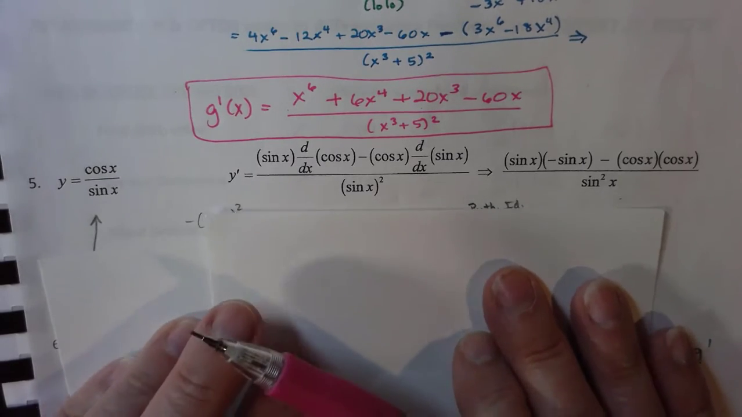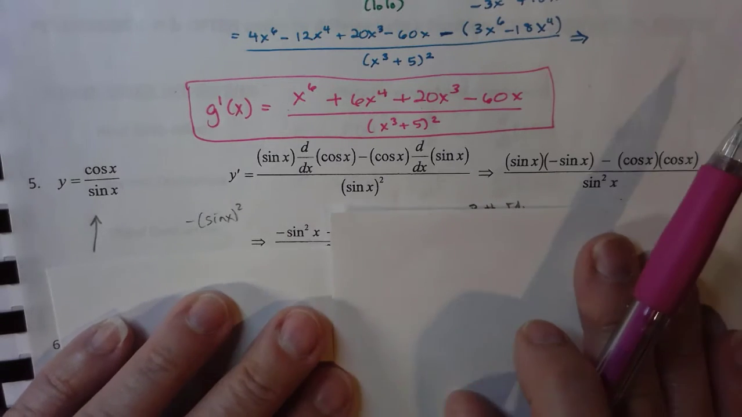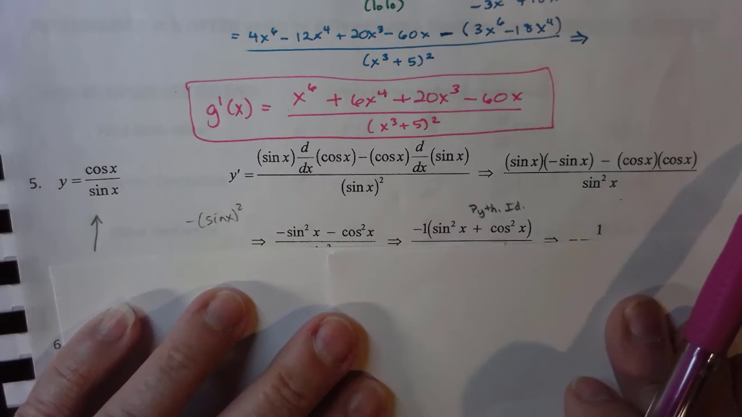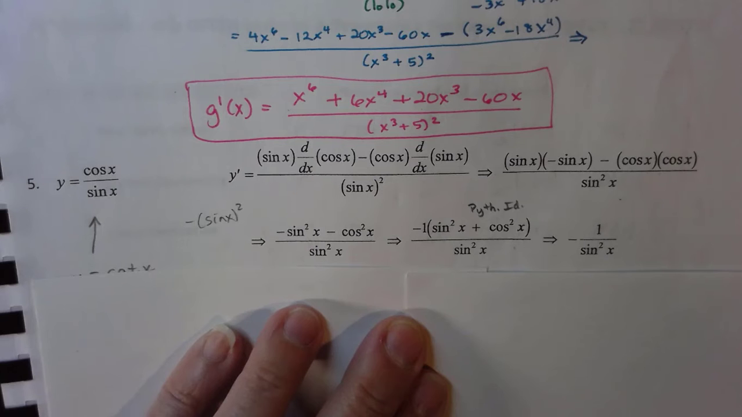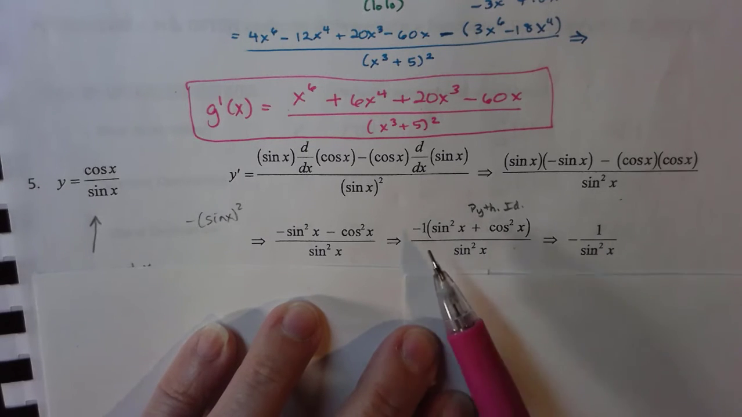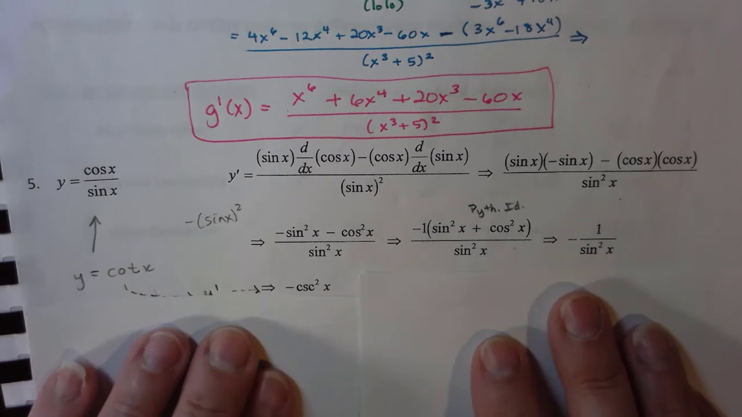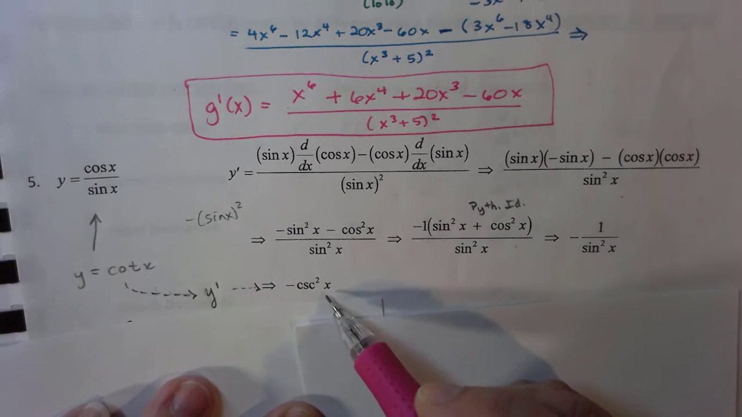Now we want to do some work here. Notice that this positive times this negative gives me negative sine x squared, and then minus cosine x squared all over sine squared. Notice that if we factor a negative 1 out of here, we get negative 1 times sine squared of x plus cosine squared of x, which is a Pythagorean identity. And we know that that is 1. So I now have a negative 1 over sine squared x, and guess what that is? Negative cosecant squared of x. That is our derivative. Y prime is negative cosecant squared of x.